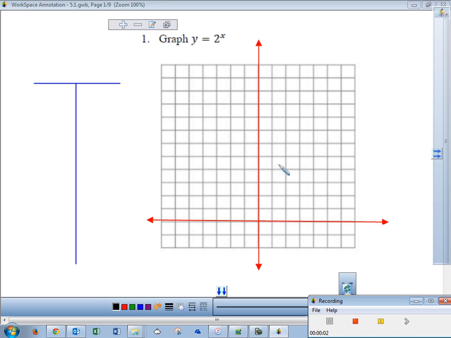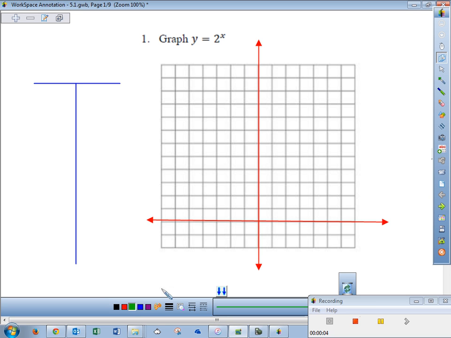Section 5.1 in college algebra, they want us to graph this guy. Let's first realize that it is an exponential graph. Why is it exponential? Because the variable x is up in the exponent right there. So please take your straight edge that I have provided you.